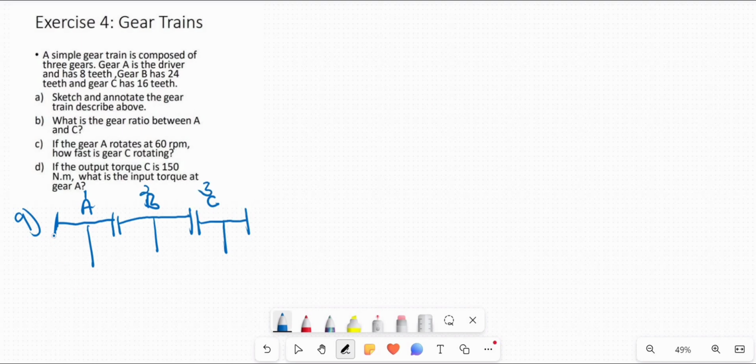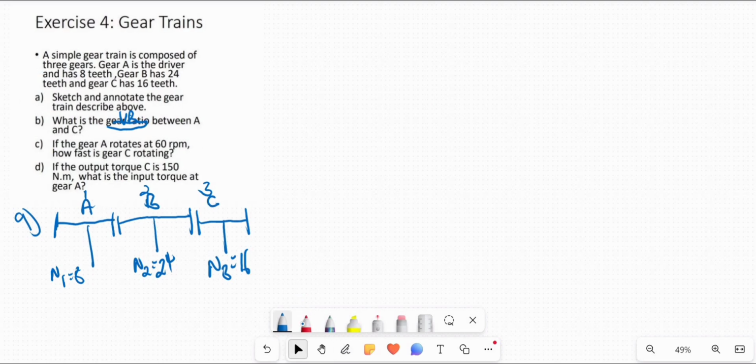And we're told the number of teeth. Gear A has got 8 teeth, so N1 is equal to 8, and N2 is equal to 24, and finally N3 is equal to 16. So we have sketched the gear train above. Now, what is the gear ratio? Mind you, this is the velocity ratio, also the transmission ratio between A and C.